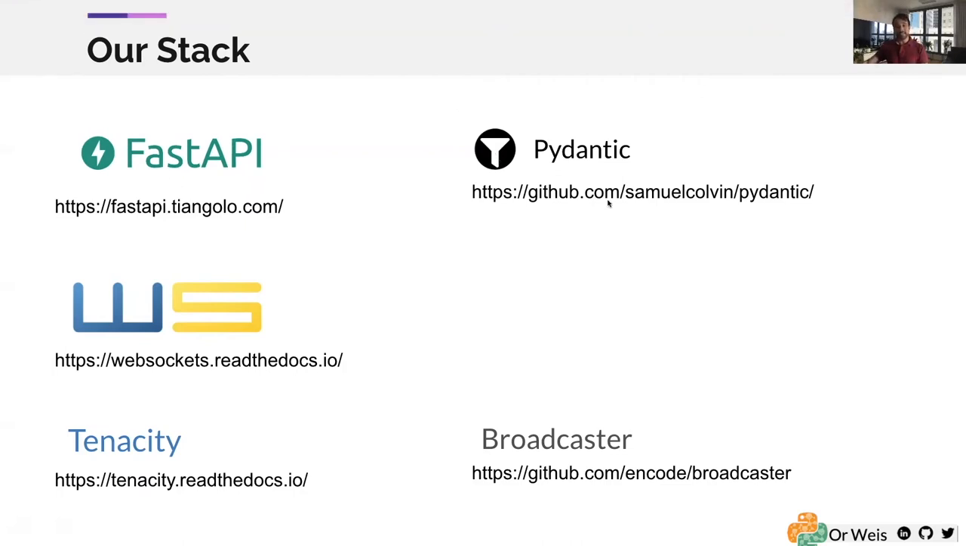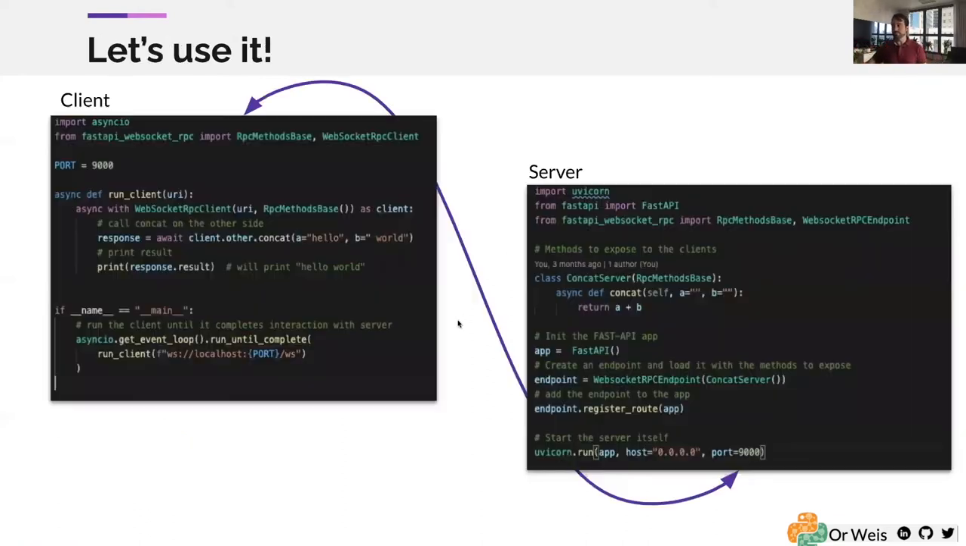We're using Pydantic for serialization, both for the subscriptions that we're passing on the wire, and, as we mentioned, the messages for both RPC requests and RPC responses. And we use Tenacity, as we mentioned, for the durability factor, for the ability to reconnect when things fail. And we're using Broadcaster to expand our PubSub between servers if we need.